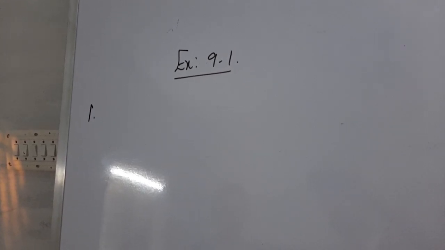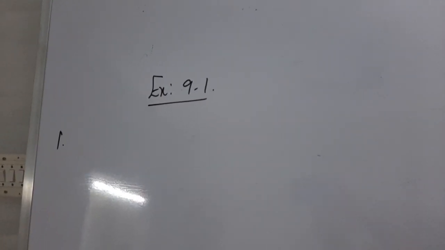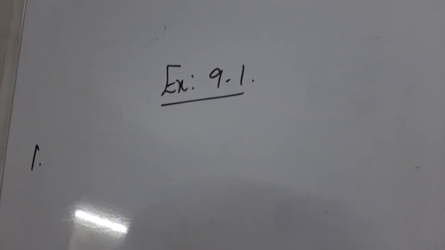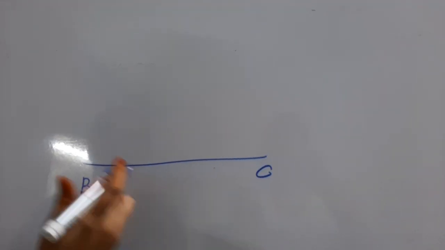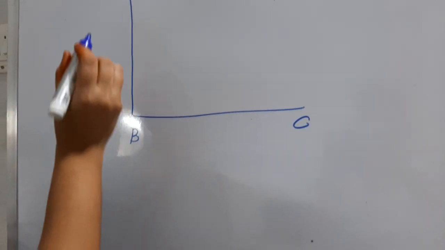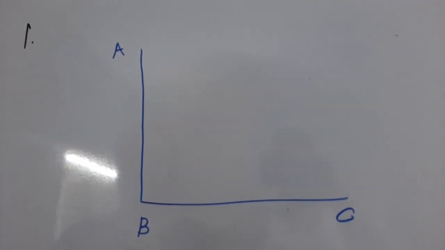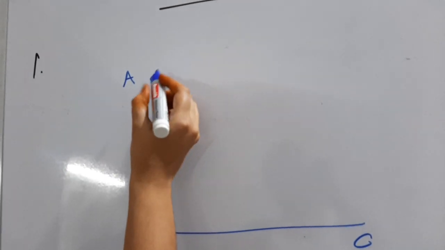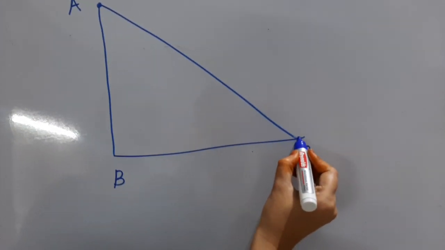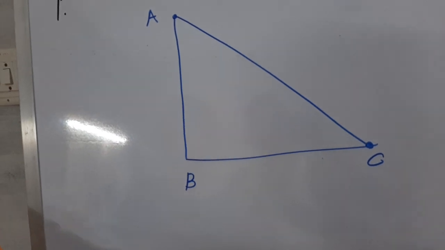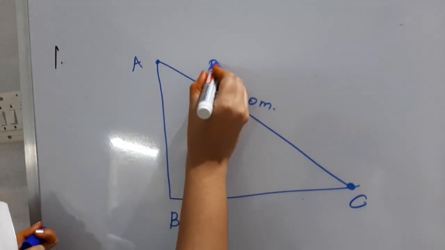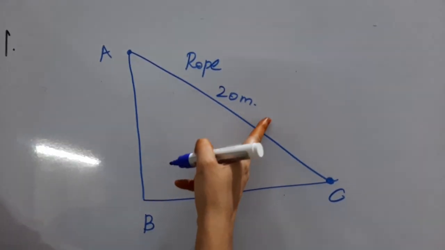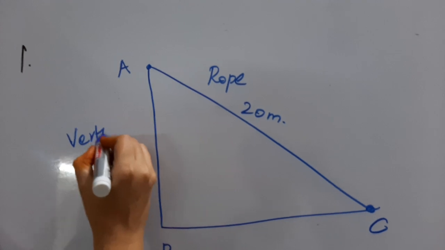So what is given: there is a vertical pole standing on the ground. Let us draw the ground first. Let BC be the ground on which a vertical pole is standing. Let the vertical pole be AB, and a rope is tied to the vertical pole and to a point on the ground. The length of that rope is 20 meters. This is your rope and its length is 20 meters. This is your vertical pole.